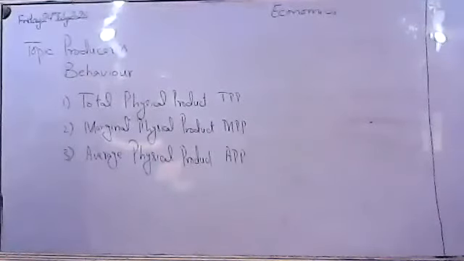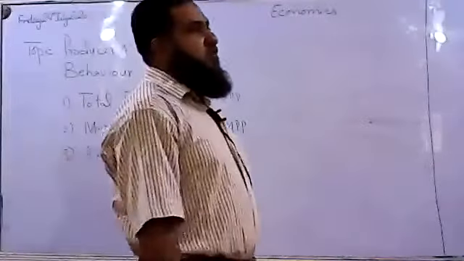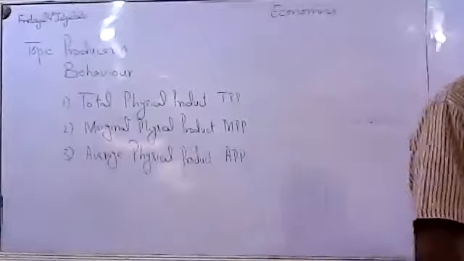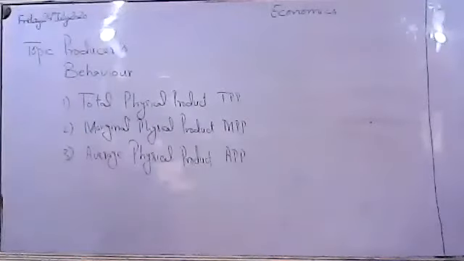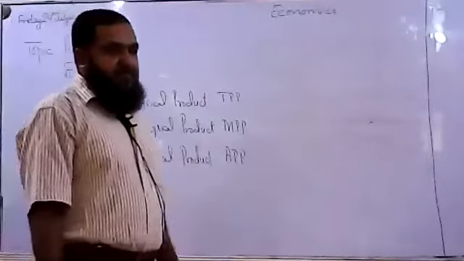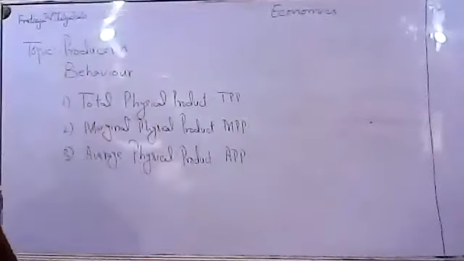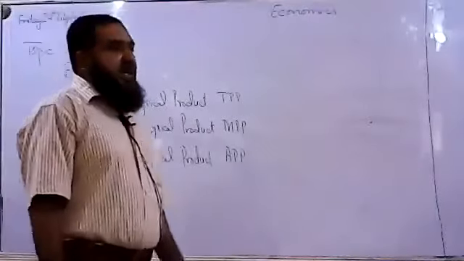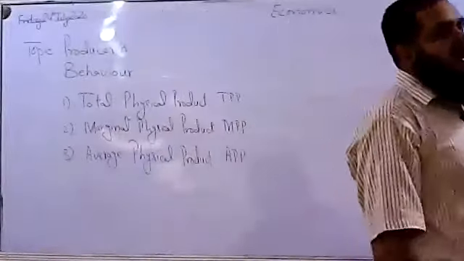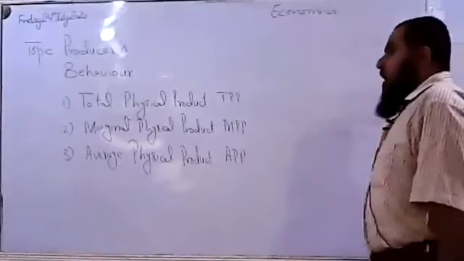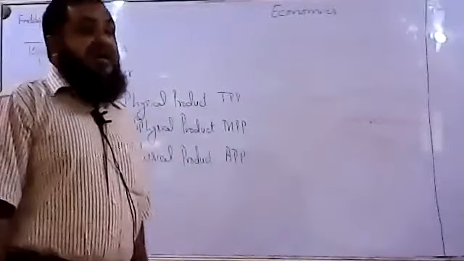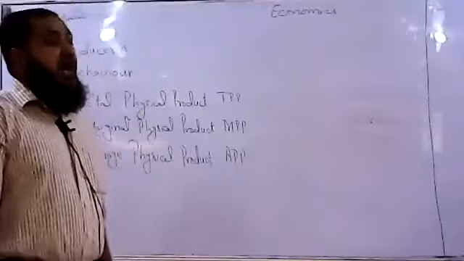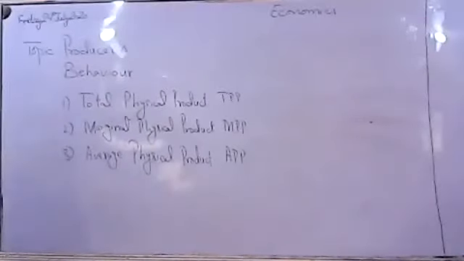So total means the total output produced. Suppose we are using 100 workers to produce output. How much total output is produced by those 100 workers? That is called the total physical product of all those workers which are employed. If I talk about marginal physical product, marginal means additional or extra. It tells us how much will be the change in total physical product due to an extra worker. It is additional output due to an additional worker.